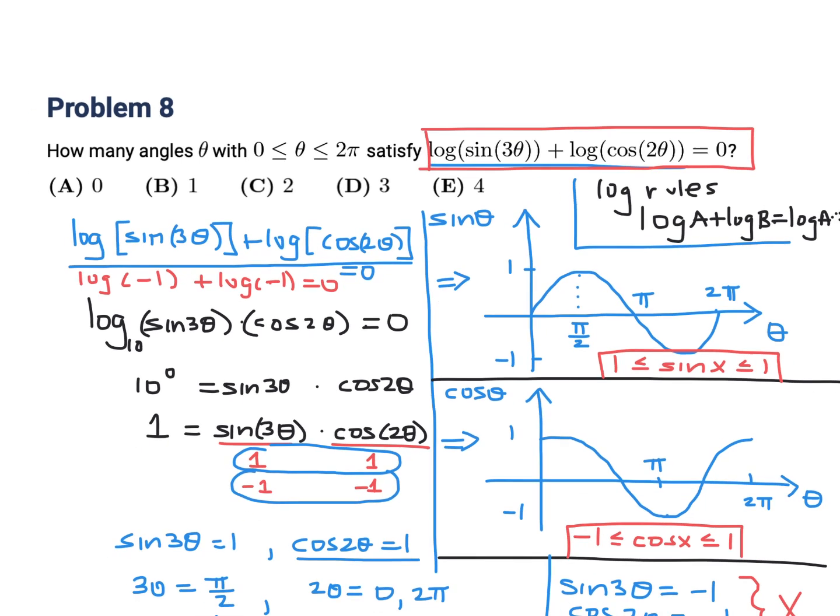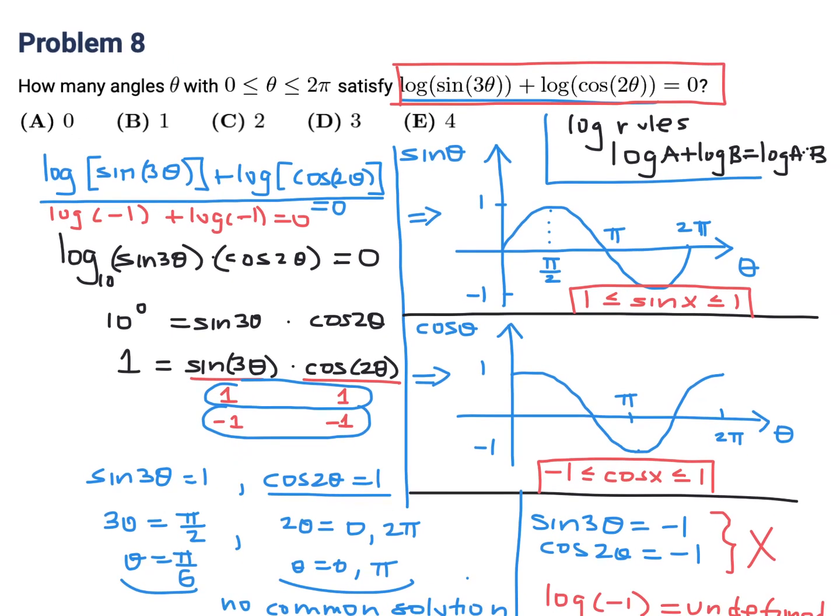So when they ask how many angles theta between that range, the answer is 0 actually. So that would be A.